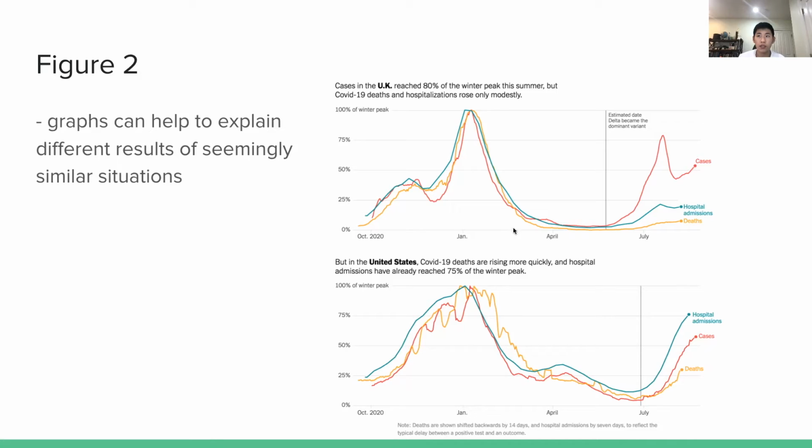So in both cases, the Delta variant becomes a dominant variant somewhere between or just about before July. And cases do rise in both countries. However, hospital admissions and deaths do not increase that much in the UK, but they skyrocket in the US. And this is due to a lack of vaccination in the US. So it's really showing that these vaccination rates do have an impact on the severity of COVID-19 in these two countries.